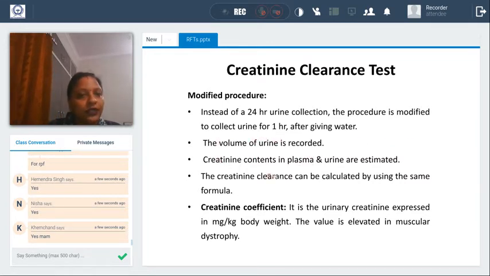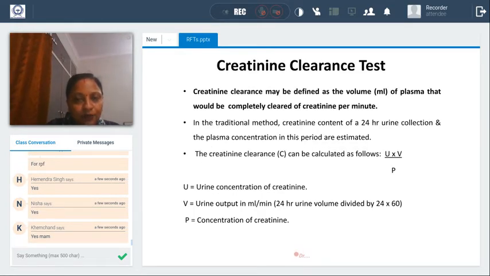The volume of urine is recorded. Then creatinine contents in plasma and urine are estimated. The creatinine clearance can be calculated by using the same formula. Please write in the box. Formula is U into V upon P.